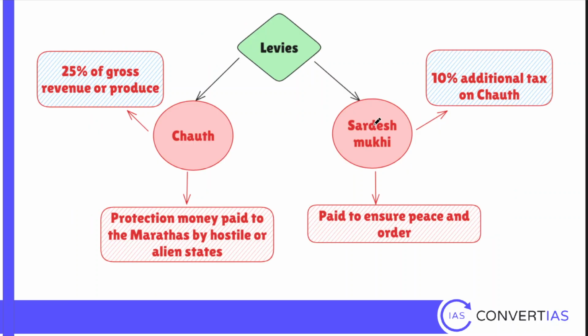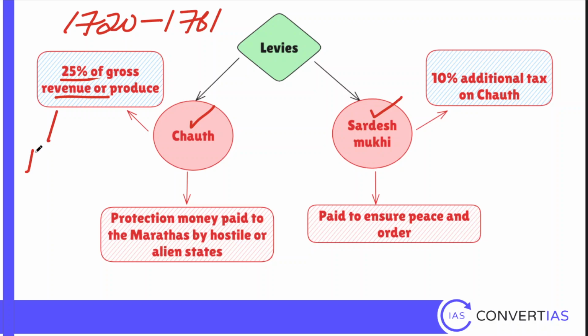Now, before going further, you need to know something else. During the time period 1720 to 1761, the Marathas were the controllers of the entire central Indian region. So they had the right to two important taxes. These are UPSC previous year questions as well. One is Chauth, the second is Sardeshmukhi. Chauth is 25% of gross revenue or produce. 25% is 1/4, so it can be asked as 1/4 of the produce. What is the produce? Agricultural produce.